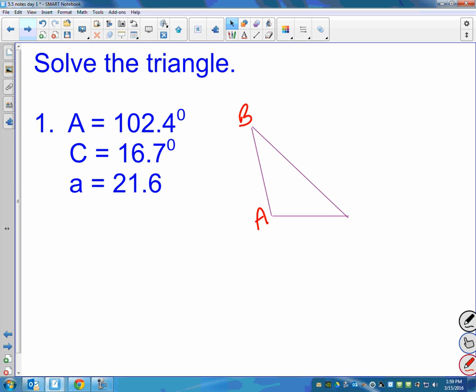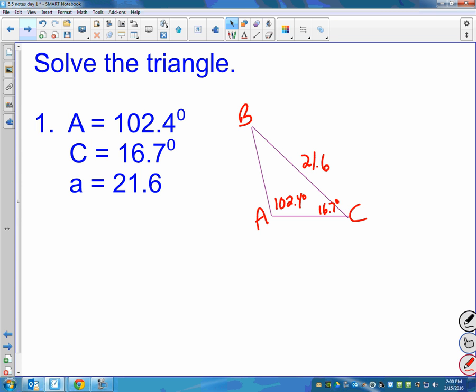A, B, C. It doesn't matter how you draw your picture as long as you label it accordingly with the side and the angle. So angle A, I'm going to label it as 102.4 degrees. Angle C is 16.7 degrees. And side a, across from angle A, is 21.6.